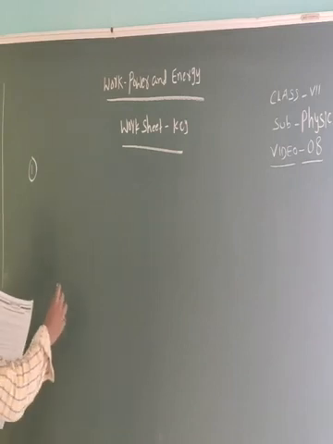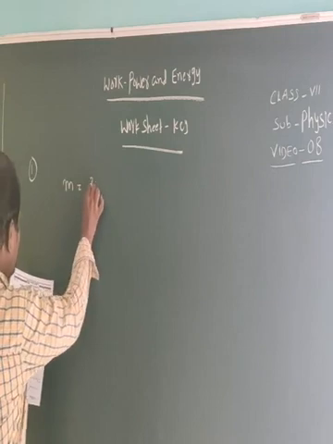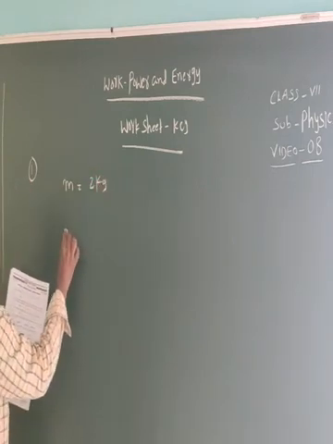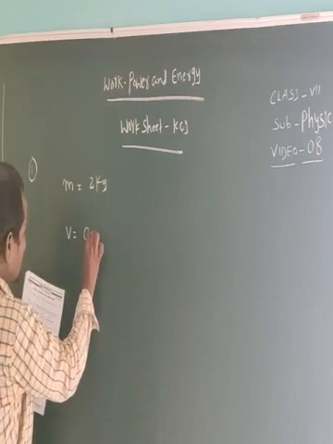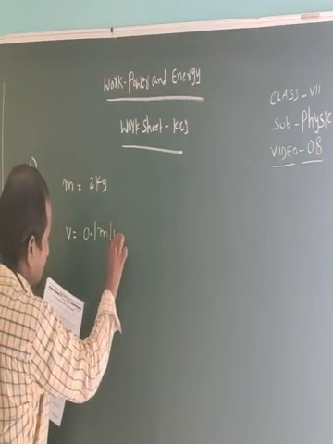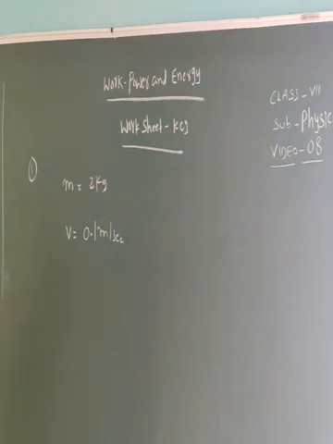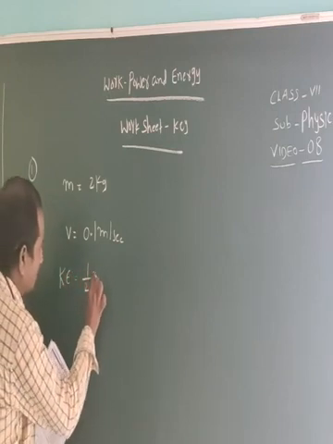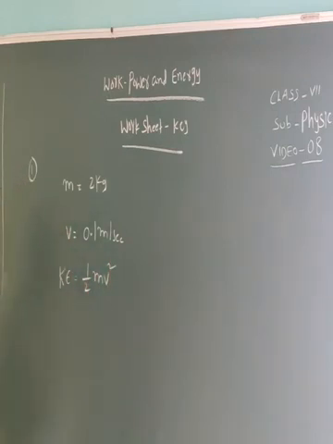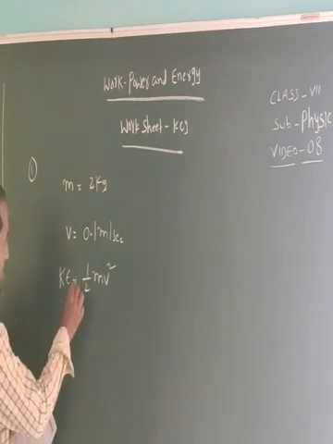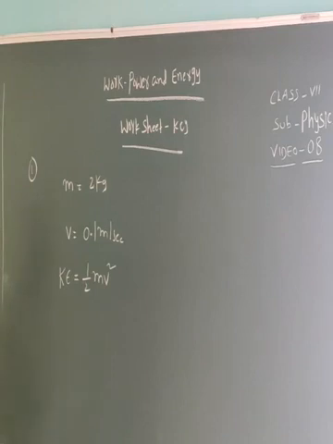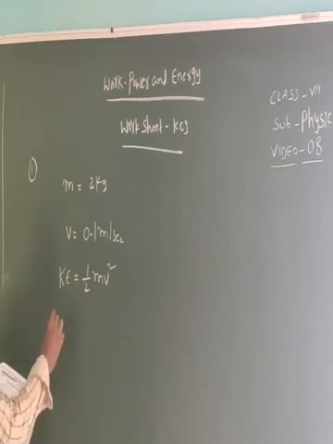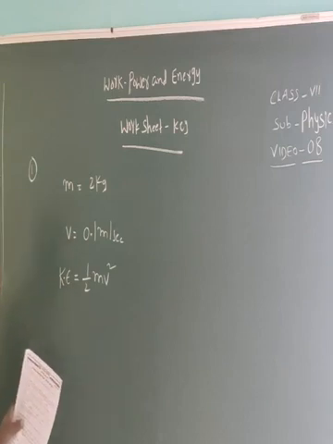So your mass is given, m equal to 2 kg, and the velocity is given, v equal to 0.1 meter per second. Then kinetic energy K equal to half into m into v square. It is the equation for the kinetic energy. Kinetic energy means the energy possessed by a body by virtue of its motion. So your kinetic energy equation is half into m into v square.